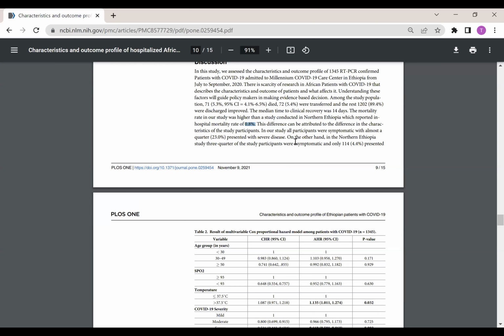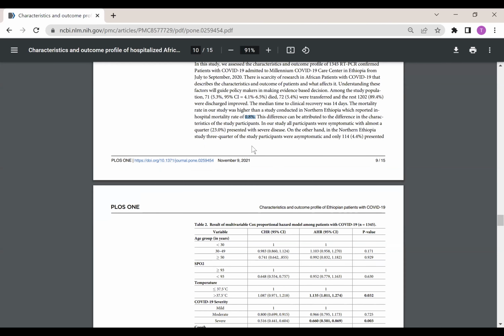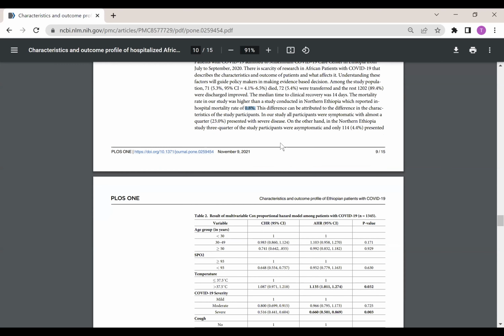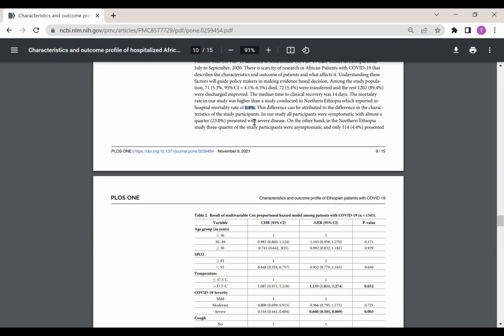But we can't say that the death rate was high, because first we have to compare the characteristics of our study population. In our study, we had a considerable number of severe patients, up to 23%, but in the other study they did not have, almost like 4% severe cases. So whenever you have more severe cases, the risk of death also increases. So considering that the study population in the Northern Ethiopia study was very stable asymptomatic patients, we don't even expect there to be death, right?